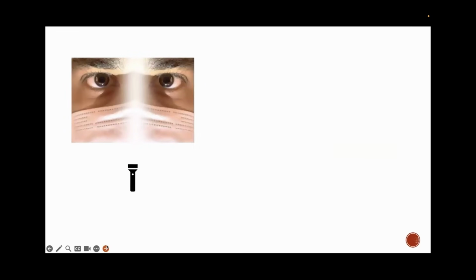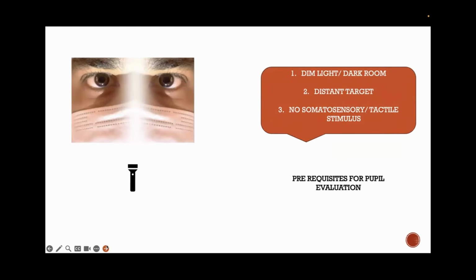Again, how to go about it? First, you shine the torch near the base of the nose instead of directly into the eyes of the patient, and then look at both the pupils if they're round and reactive. Then, when you're looking at the pupillary response, there are 3 prerequisites which should always be kept in mind. One is that the light should be dim to dark. Second, they should be looking at a distant target.